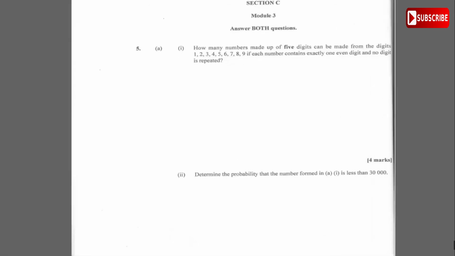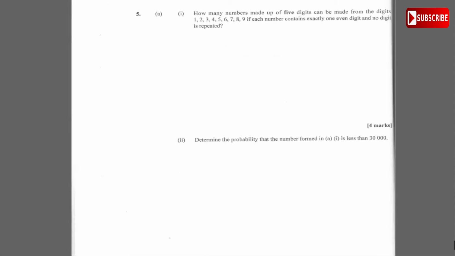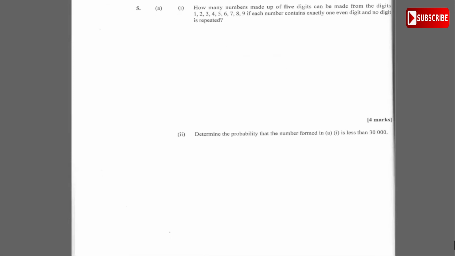Finally, we get to module 3, the nicest module in unit 2. It says: how many numbers made up of 5 digits can be made from the digits if each number contains exactly one even number and no digit is repeated?